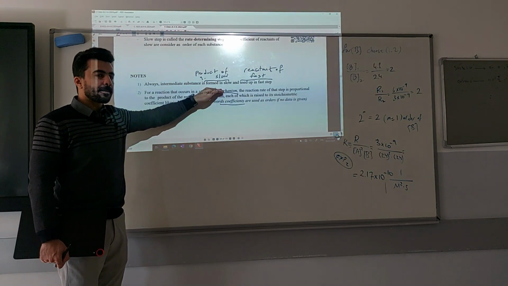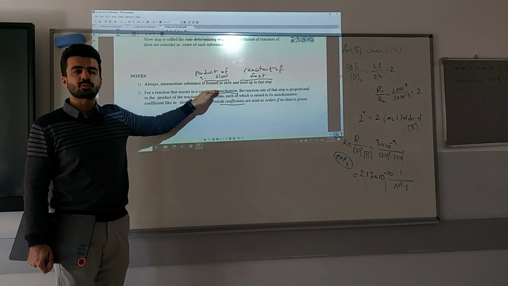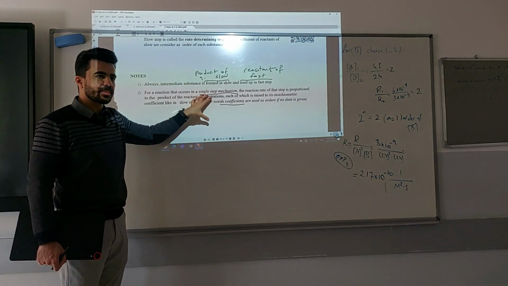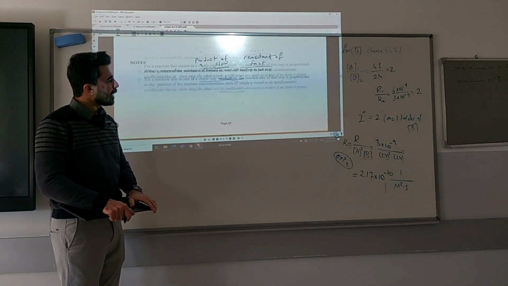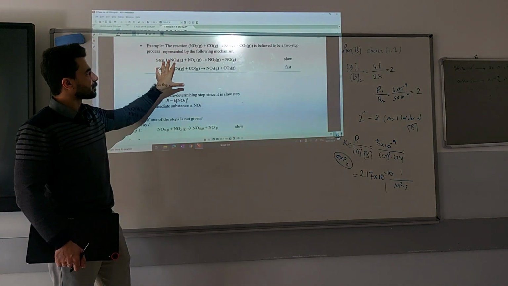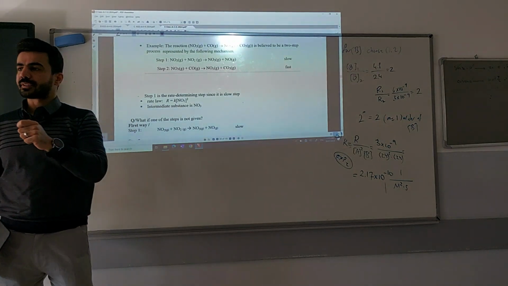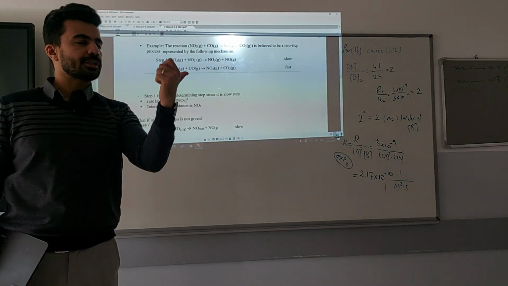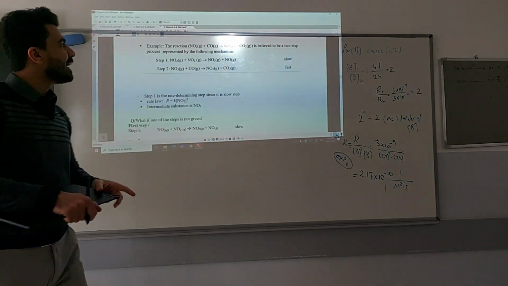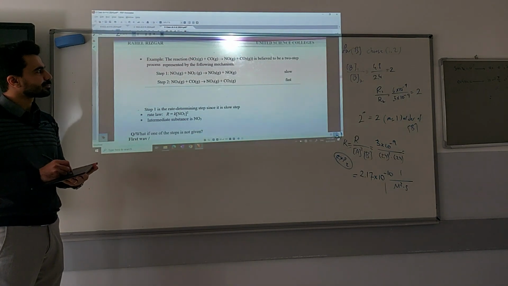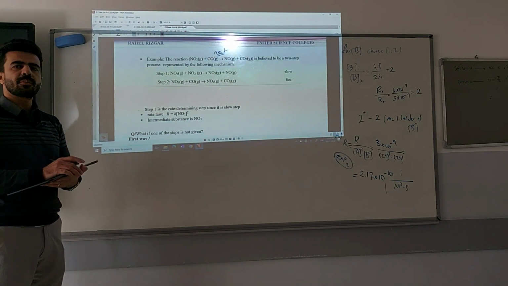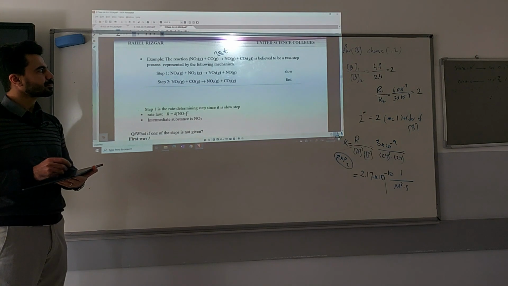Now, before starting to solve questions, let's start with a couple of examples. I'm going to explain the whole thing again, okay? For example, we have this reaction. From now on, if it says the reaction, this reaction, in the following reaction, it's talking about the net reaction, okay?